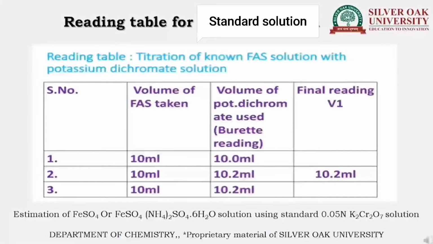Here, our reading table for standard solution is titration of standard ferrous ammonium sulfate solution with potassium dichromate solution. Our first reading is 10 ml, our second reading is 10.2 ml and third reading is 10.2 ml. Here 10.2 ml is repeated 2 times. So we will consider 10.2 ml as our final reading as V1.